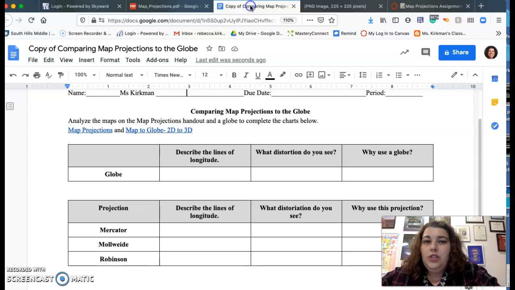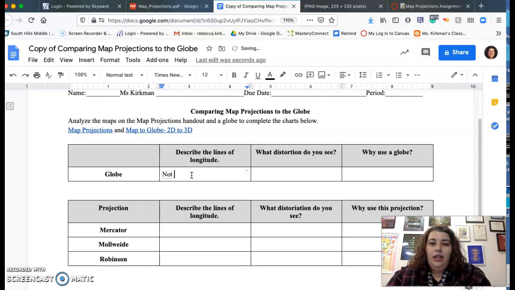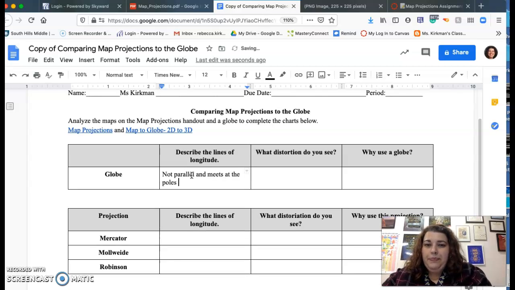So going back over here to our assignment, we're going to describe the lines of longitude, and we're going to say not parallel and meets at the poles. Okay? Okay, so not parallel, meets at the poles.